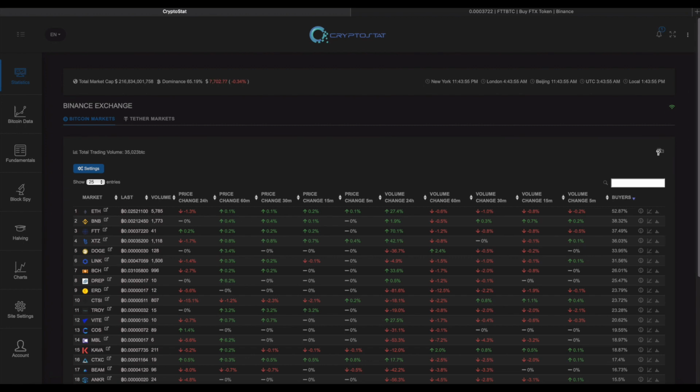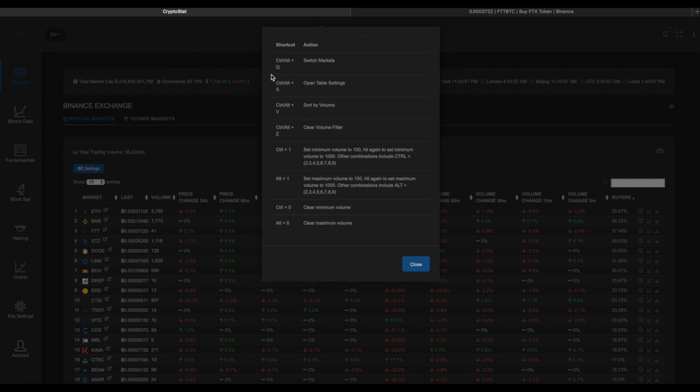We also have keyboard shortcuts here that you can utilize. So switching markets, from the Bitcoin market to the Tether market. Some people like to use this stuff. For me personally, I'm just a click guy and type it up rather than use little shortcuts here. But some people might want to use it.